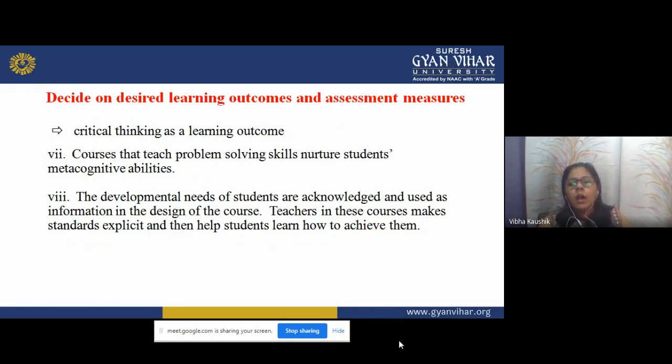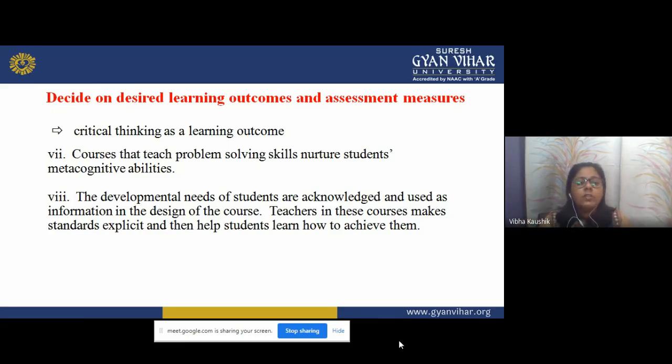Decide on desired learning outcomes and assessment measures. Critical thinking as a learning outcome, so that your students can think in a critical manner. Courses that teach problem solving skills nurture students' metacognitive abilities. Now, metacognitive ability is where they can think again and again on a particular topic, meaning thinking, overthinking is called a metacognitive ability. Courses that teach problem solving skills means we have to identify that these courses will help the learner learn how to solve problems, meaning these skills should be developed in the learner.